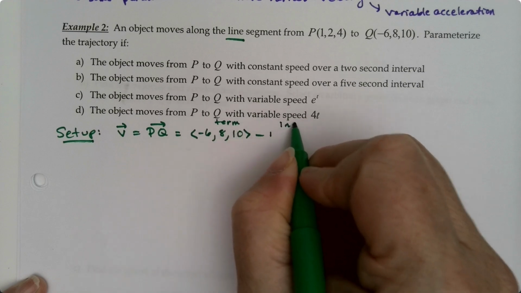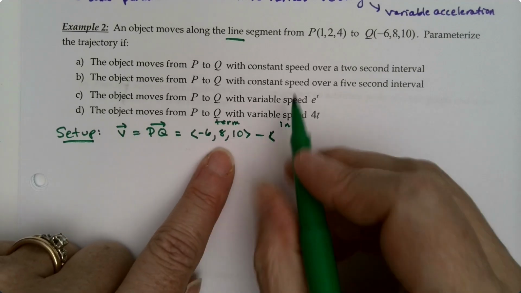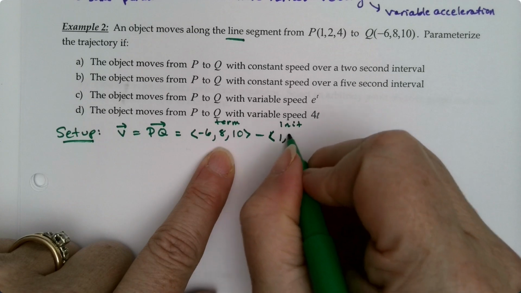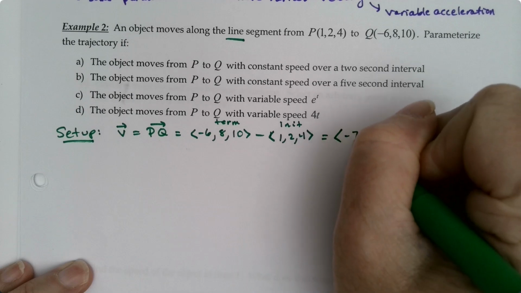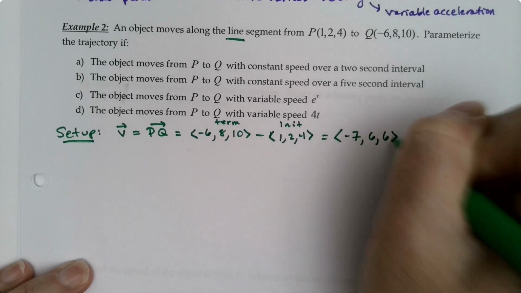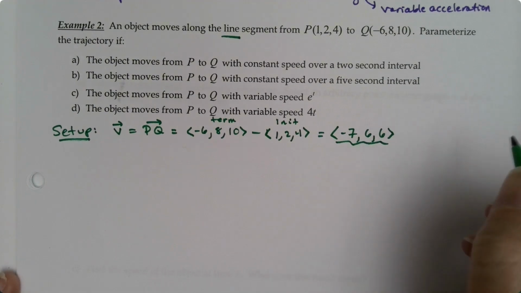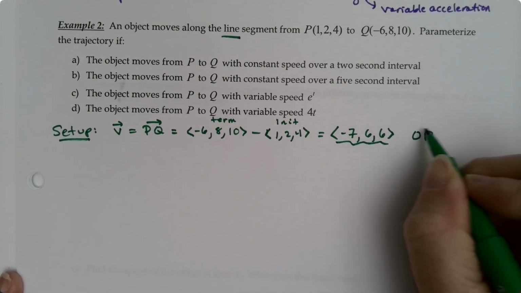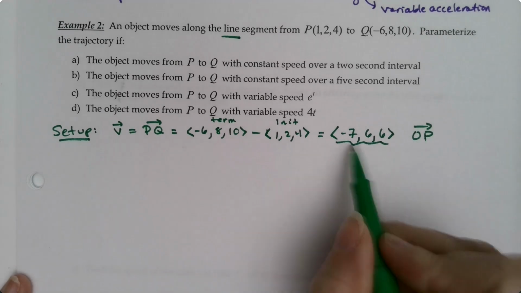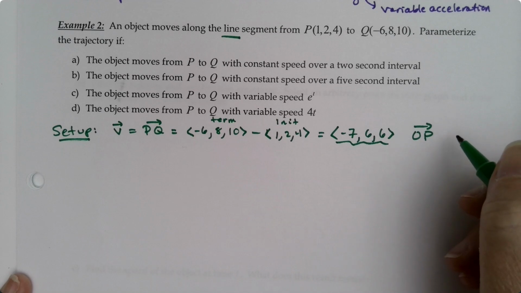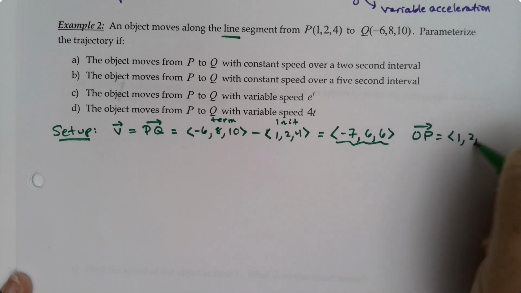And I'm going to write pretty small because we have a lot to fit in this problem. So (-6, 8, 10) take away (1, 2, 4). And that gets us a direction vector of (-7, 6, 6). So that's our direction vector. And we know that our point, we could use OP or OQ, either way. I always think of OP because then I go from P to Q. That's just how my brain works. So this would be (1, 2, 4).